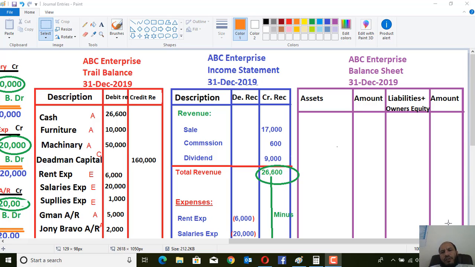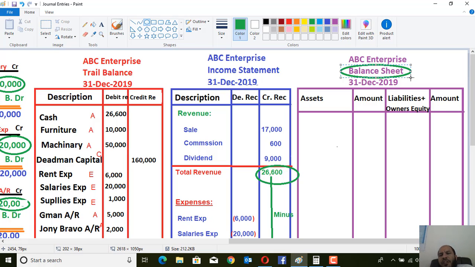Bismillahirrahmanirrahim. Dear students, our discussion today is about the balance sheet. What is a balance sheet, how will we prepare it, and what are the different accounts that we can put in the balance sheet?